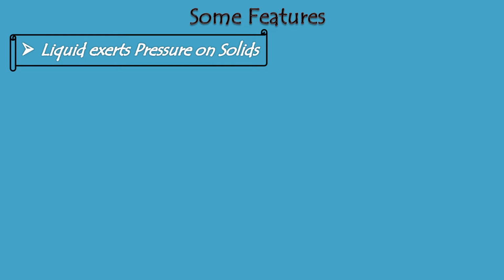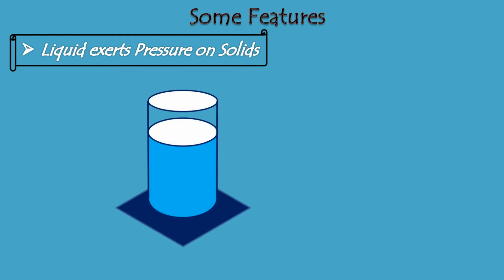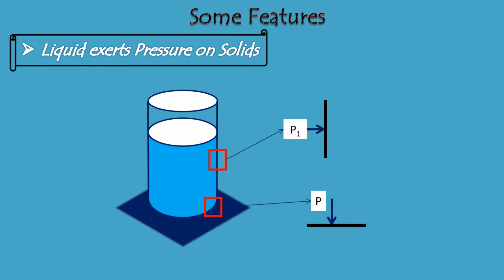Okay, now let us consider some features associated with pressure exerted by liquids. The first feature is that the liquid exerts pressure on the solids that are in contact with it. We all know liquid needs a solid container to hold it. If we consider a tank containing liquid as shown here, we already know that all the locations in the tank experience pressure due to the liquid above it. In the same way, the solid base at the bottom also experiences the pressure P due to the liquid above it as shown here. Similarly, the solid walls at any location also experience some pressure P1 as shown here.